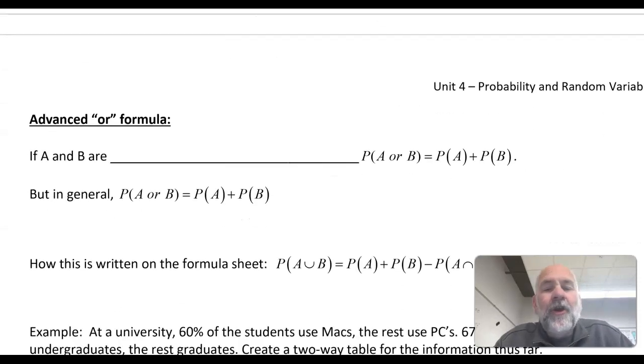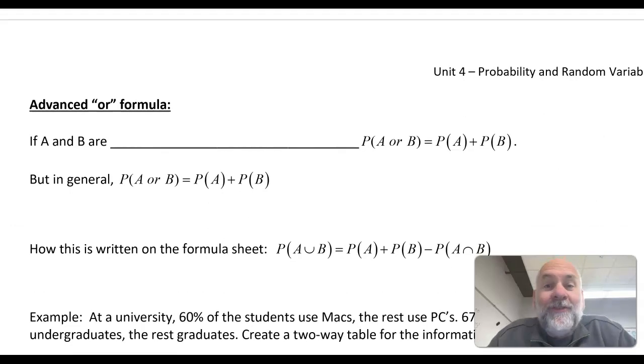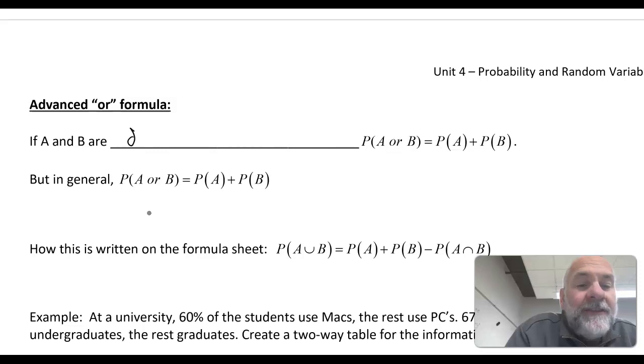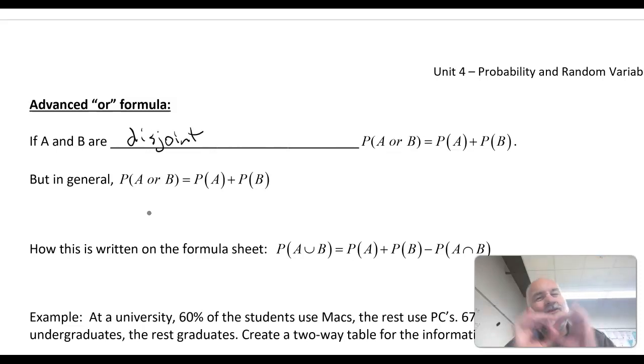Okay? So there's an advanced OR formula. There's one that works in general that will help you out with this. Notice I said if A and B are blank, then the probability of A or B is just the probability of A plus the probability of B. What A and B have to be is they have to be disjoint, which, remember, we saw that word last class, means there's no overlap. They don't have anything in common.